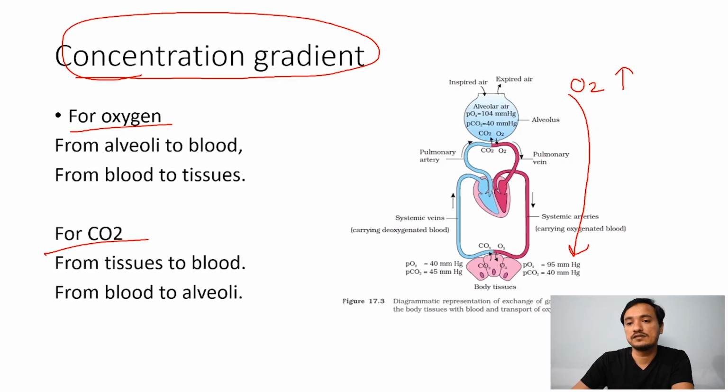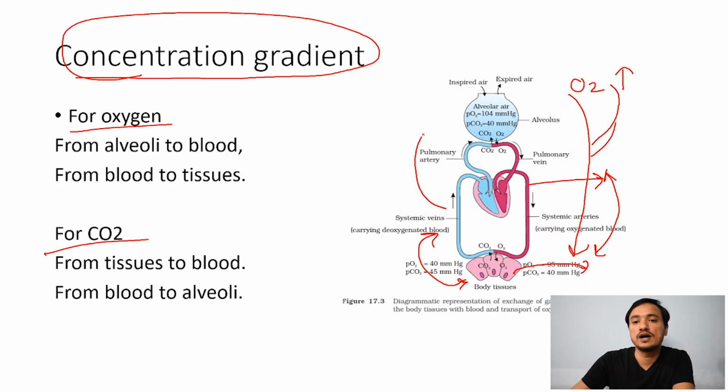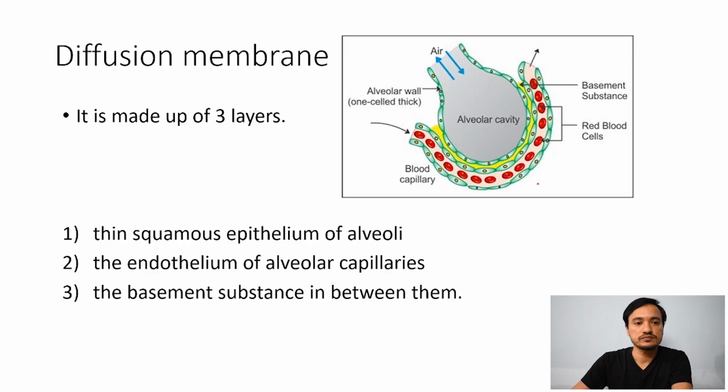Then there is oxygenated blood which is going to tissue, and you see from alveoli to oxygenated blood there is a concentration gradient, and from blood to tissue there is another concentration gradient of the O2. Similarly for CO2, from tissue to blood there is a concentration gradient, and from blood to alveoli. You can remember by oxygenated and deoxygenated blood, very simple.